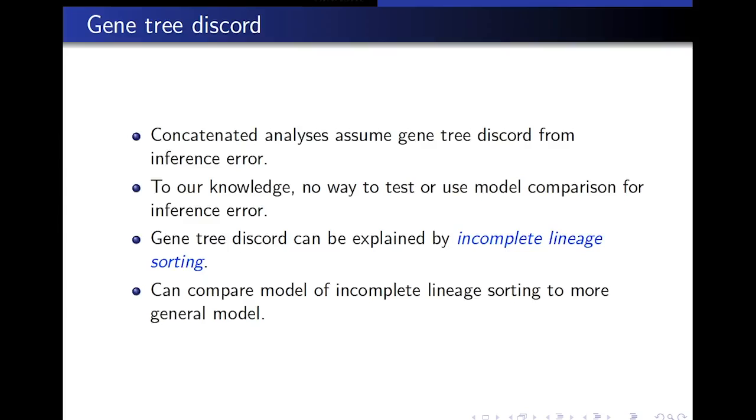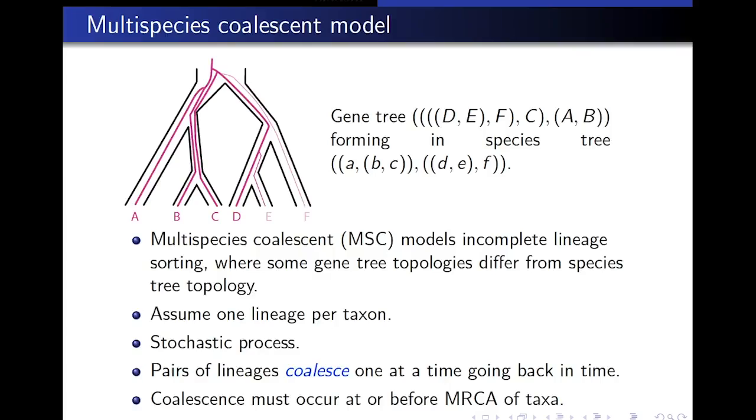An alternative explanation of gene tree discord is the process of incomplete lineage sorting, which we'll discuss here in more detail. Unlike with inference error, we can test incomplete lineage sorting and compare the models to others. In many datasets, it's likely that both inference error and incomplete lineage sorting are contributing to gene tree discord. I'll explain incomplete lineage sorting, which is modeled by the multispecies coalescent, with an example.